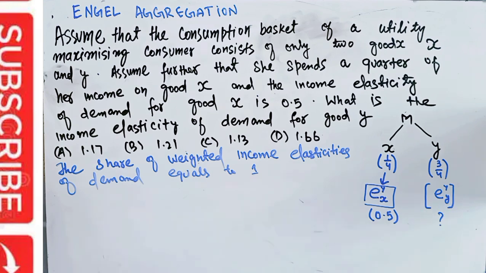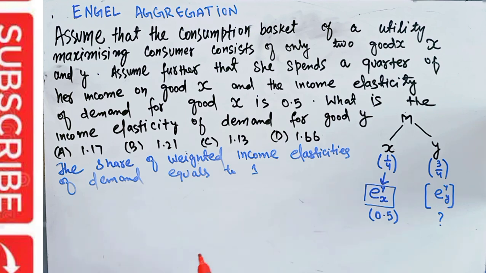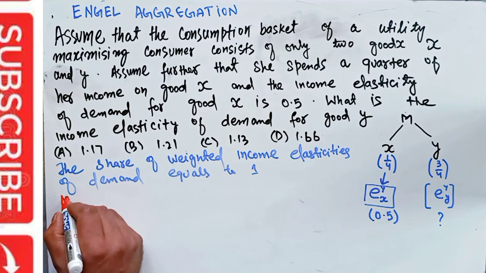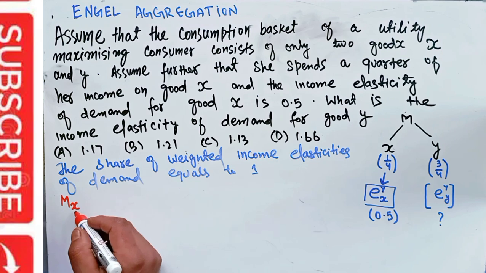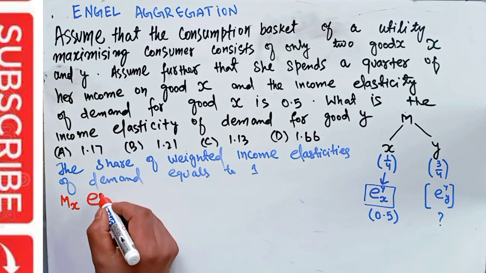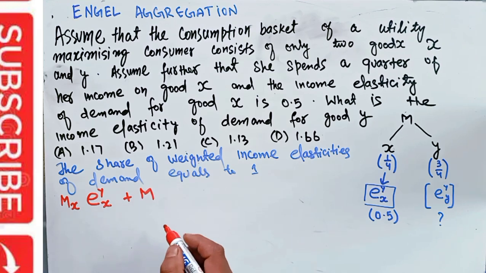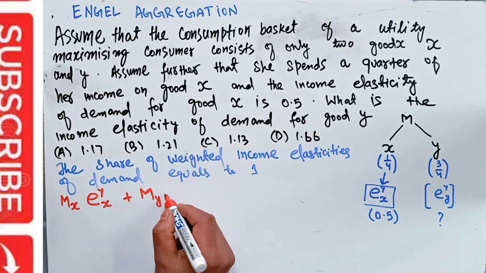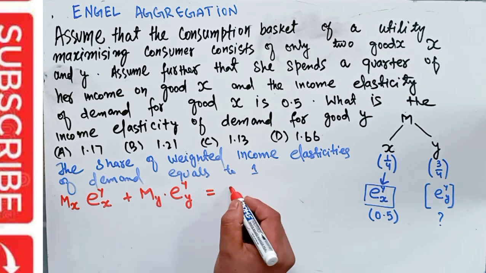Now what is meant by this? It simply tells us that the share of income spent on good X, let us denote it by M subscript X, times the income elasticity of good X, plus the share of income spent on good Y times the income elasticity of good Y, must be equal to 1.